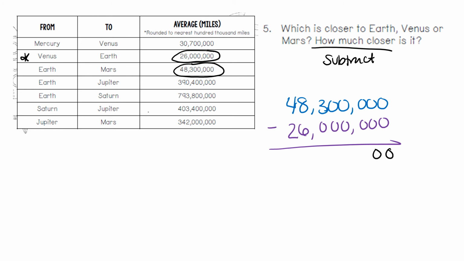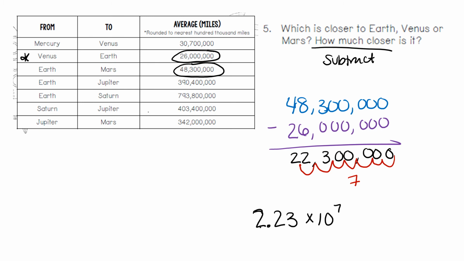Our zeros subtract straight down and stay 0. 3 minus 0 is 3. 8 minus 6 is 2. 4 minus 2 is 2. 22,300,000 would be our final answer. But we're going to write it in scientific notation. So we're going to move the decimal point behind the first number, 2, meaning we have to go 1, 2, 3, 4, 5, 6, 7 times. And our final answer becomes 2.23, always times 10 to the 7th power.